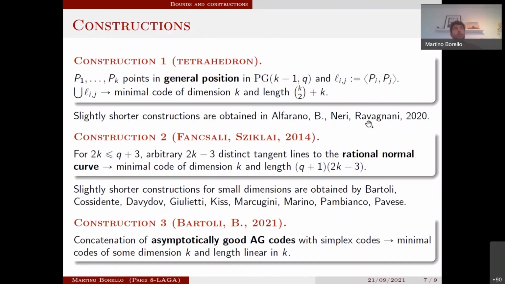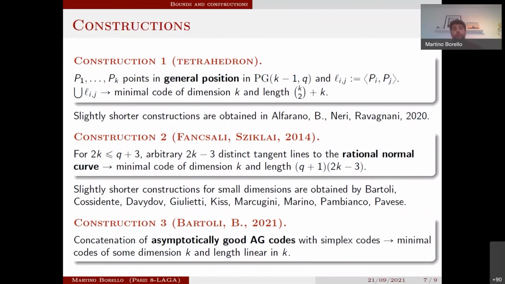It is quadratic. This is, I would say, a very easy idea to construct blocking sets, but you can get something slightly shorter by some smarter ideas, which are presented in this paper, but still quadratic. Then, on the other side, you have some short constructions, which are linear in K, but they are constructed by taking some tangent lines to the rational normal curve. So for this construction, you need K to be smooth. You have this condition on K.